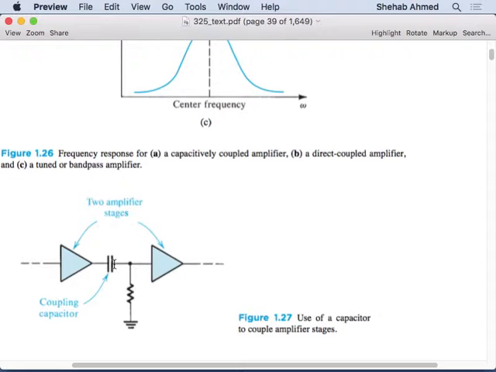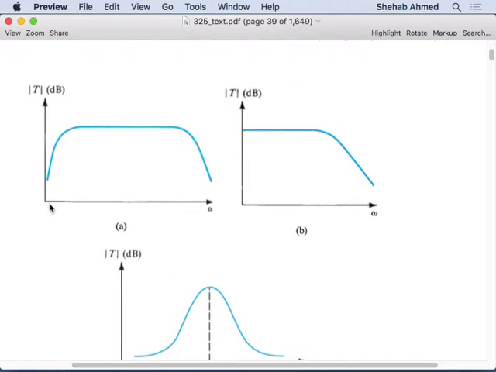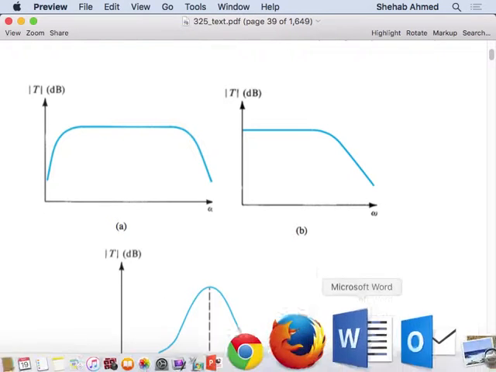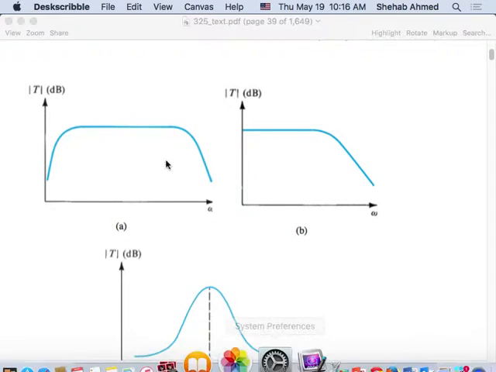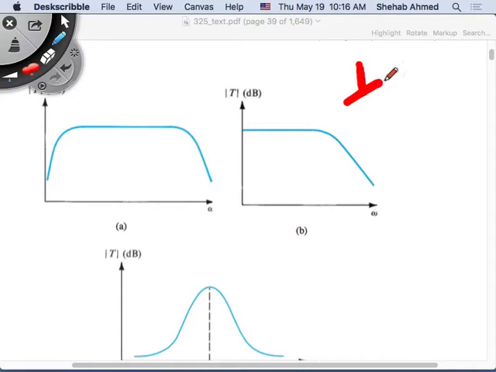For you to pass as much AC content as possible, meaning anything beyond DC, I want to pass. For you to do that, what does that require on the capacitor? What size capacitor would I require? Small or big? Why? I want to pass. So 1 over SC is the impedance of the capacitor, right? Or 1 over j omega C, right?